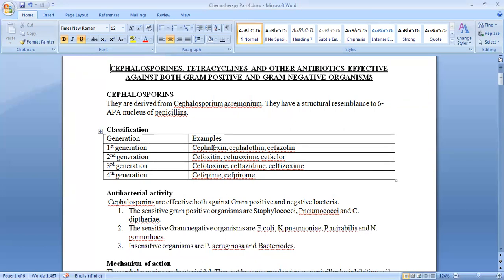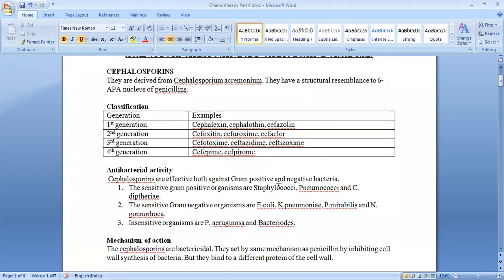So in the first generation, we have examples like cephalexin, cephalothin, and cefazolin. In the second generation, we have cefoxitin, cefuroxime, and cefaclor. In the third generation, we have cefotaxime, ceftazidime, ceftizoxime. Okay, and in the fourth generation, we have cefepime and cefpirome. So, based on what is the nature of the infection, the doctor will prescribe any of these.